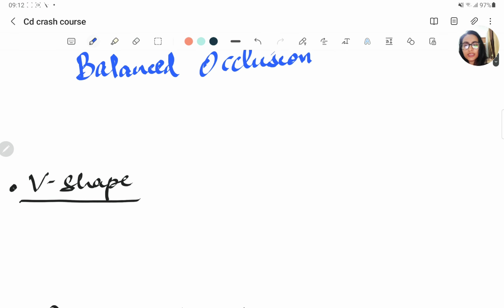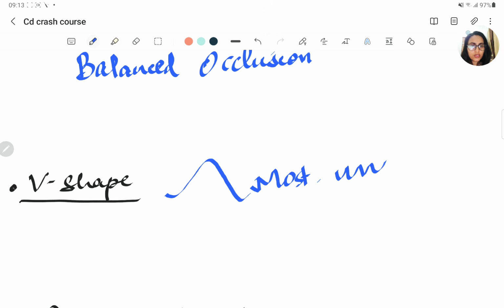If the palate is a V-shaped palate, say suppose the palate is high and narrow, then that is the most unfavorable palate for the retention of a maxillary denture. So it is most unfavorable for the retention of the denture.